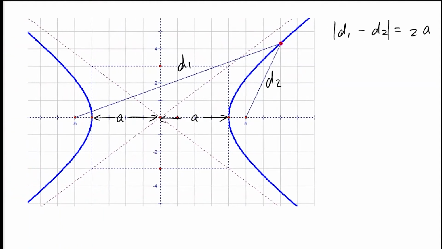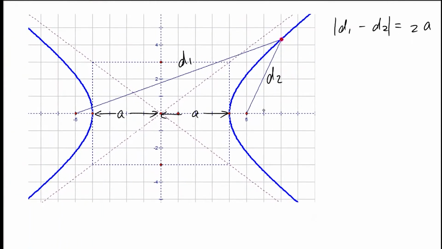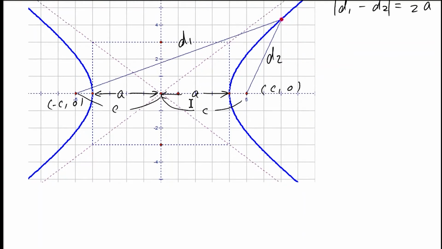Okay, now let's give a coordinate. So this thingy is C, comma 0. The other focus is negative C, comma 0. What that tells you is this distance right here is C. You know what I'm saying? So A is always from the focus to the vertex. And C is always, oh, I got that wrong. A is always from the center to the vertex. And C is always from the center to the focus. You get it? And in this case, A is shorter than C.